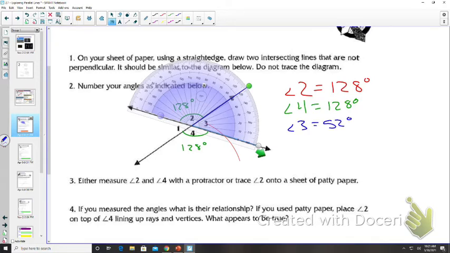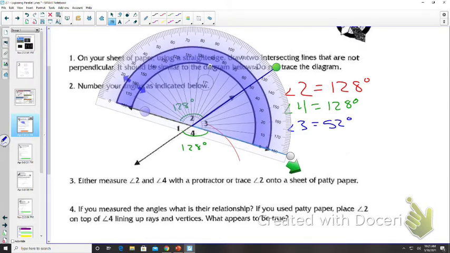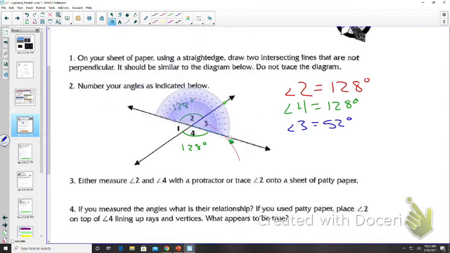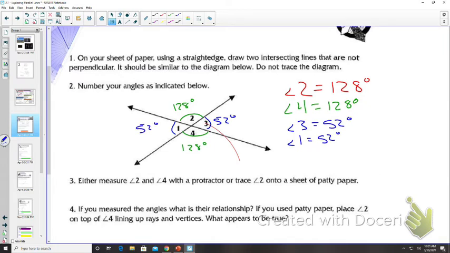Which is good. So if we know that angle 3 is 52 degrees, angle 1 is also 52 degrees. Good. 52 degrees. And Brody's punching numbers.